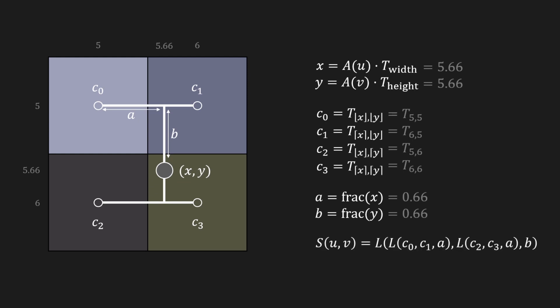This function will first linearly interpolate between C0 and C1, as well as C2 and C3, based on the value A, and it will then linearly interpolate the result of these two interpolations using the value B. For completeness, the function for the nearest neighbor sampler just returns the texel's color at index x and y rounded towards the nearest integer, in this case 6 and 6.